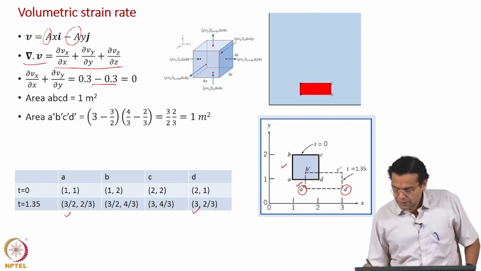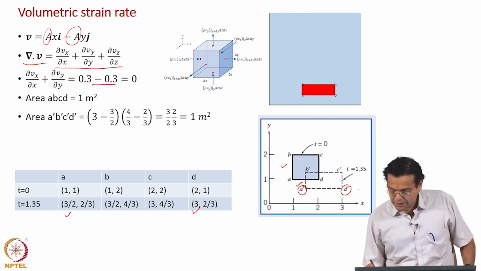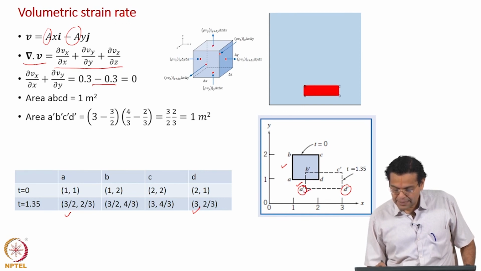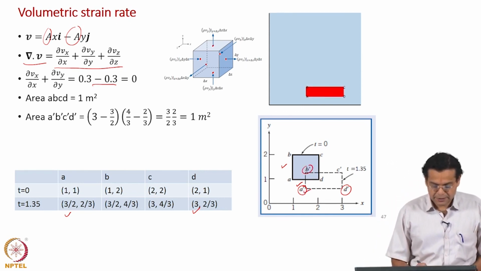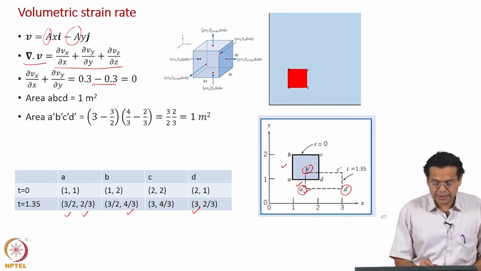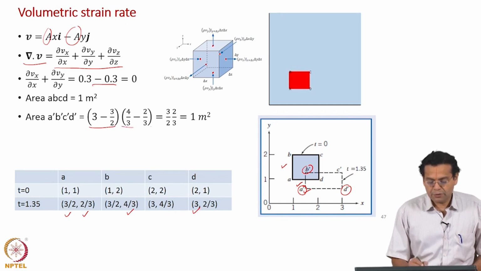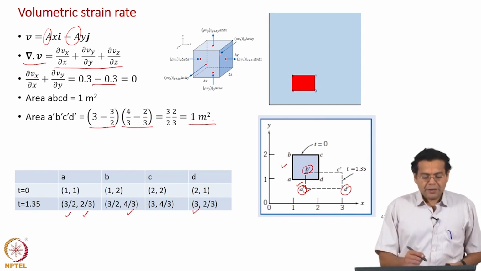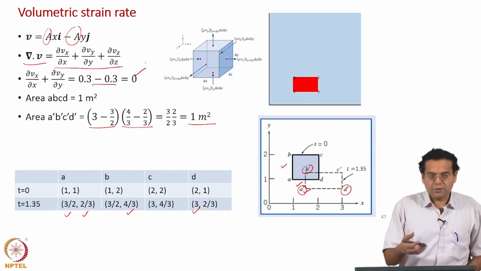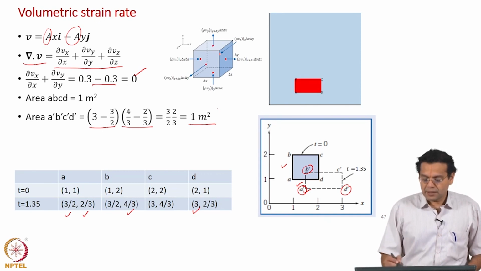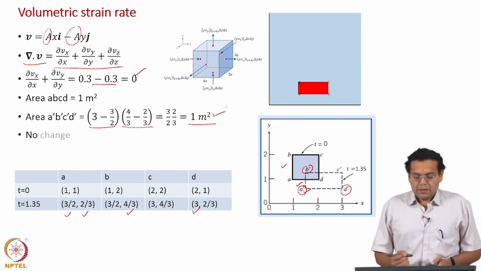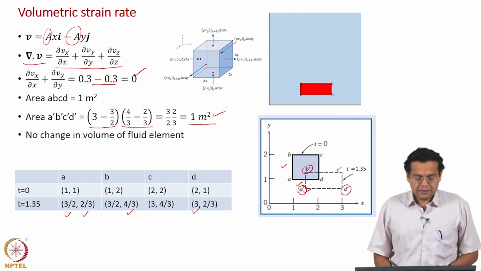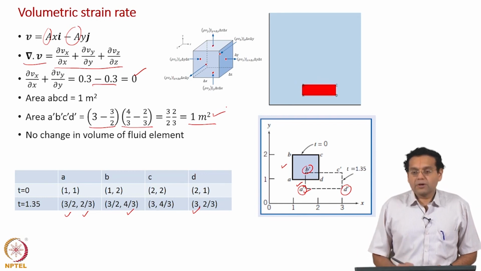Now, the height is the difference in the y coordinate of, let us say, A dash and B dash. So, it is 4 by 3 minus 2 by 3, and that is what is written here, 3 minus 3 by 2 into 4 by 3 minus 2 by 3, which gives us 1 meter squared. So, we have theoretically proved that the volume or area cannot change. Based on our calculation also, we have proved that the area does not change. So, no change in volume of the fluid element.